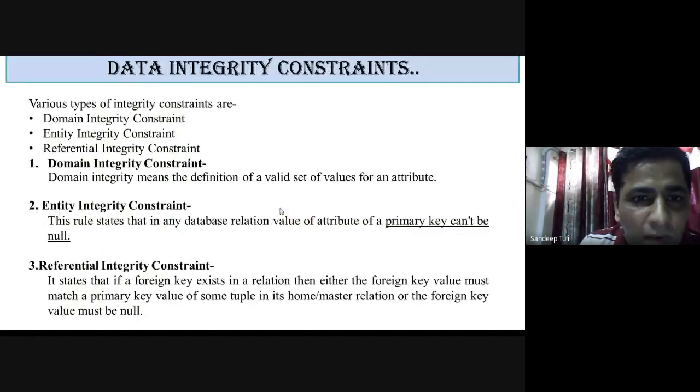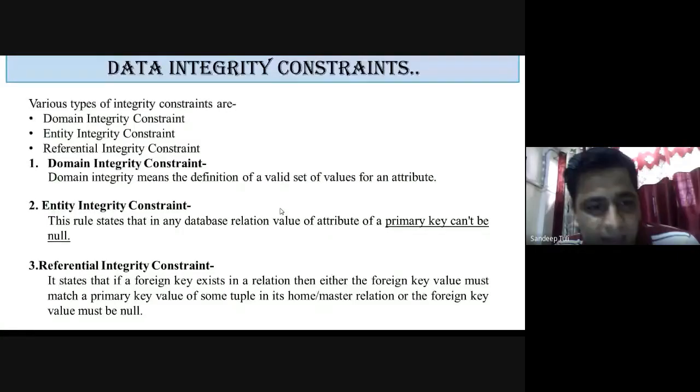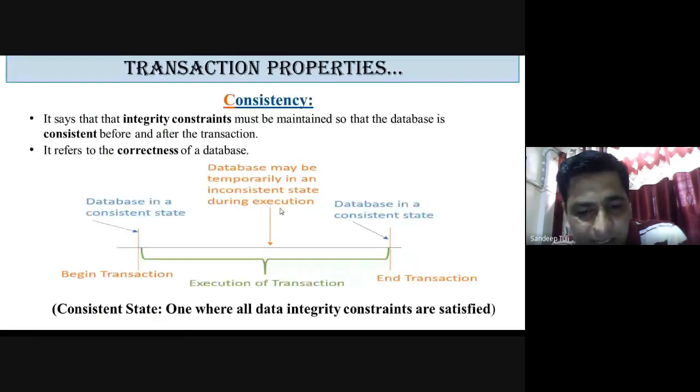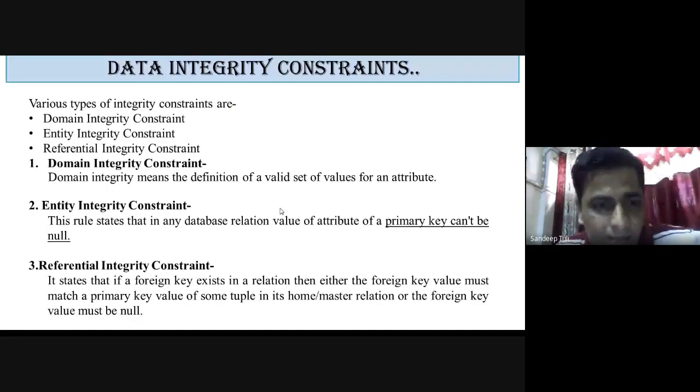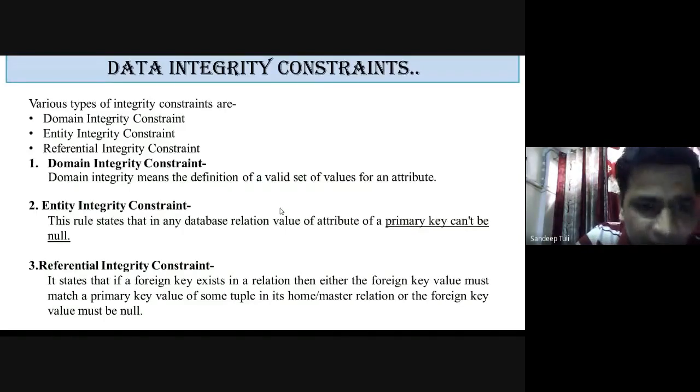Now coming to what data integrity means. Actually, it is not part of the transaction, although I have included it in my slides so that it can be revised again. Like here, you should read the last line: a consistent state means one where all the data integrity constraints must be satisfied. And what are those data integrity constraints? There are three types of integrity constraints that the database must follow: domain integrity constraint, entity integrity constraint, and referential integrity constraint. You studied these in unit number 2 while dealing with SQL.